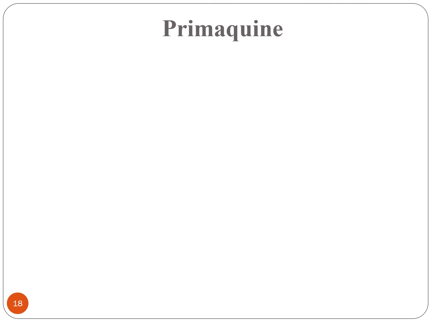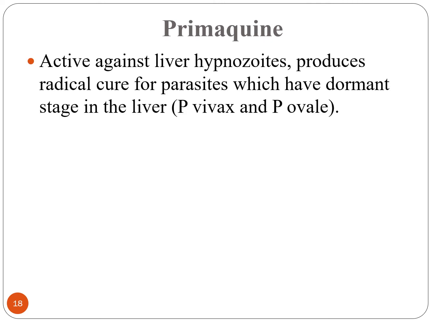We have primaquine, and primaquine is characterized by being effective against liver forms, the liver hypnozoites, producing radical cure of parasites which have a dormant stage in the liver, especially Plasmodium vivax and Plasmodium ovale, which have relapsing forms, because they can be dormant in the liver.